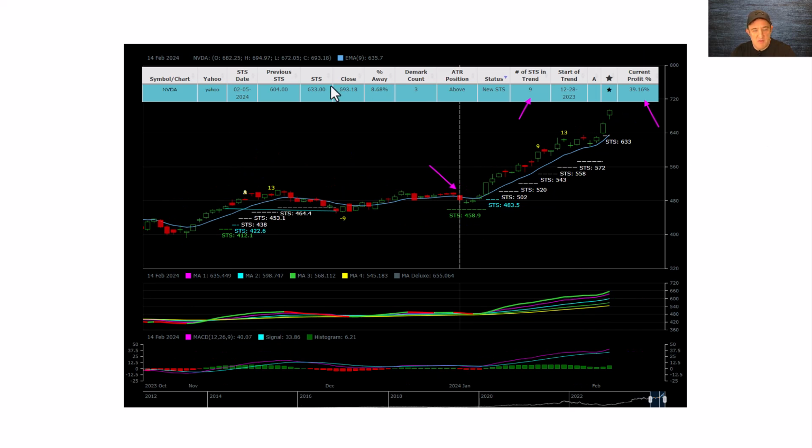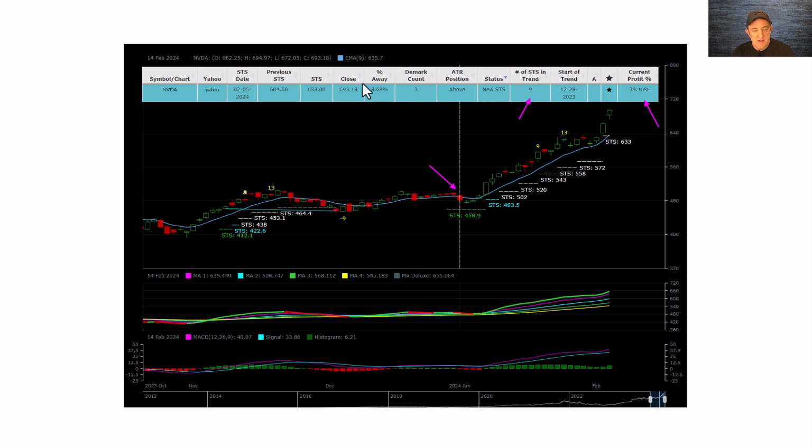Another one, image number 4, here's NVIDIA from the website, KISS Systems. You can see it went long here in January, put the initial trailing stop at 458.90. Current stop is now 633, trade is up 39%. Raised its stop 9 times.